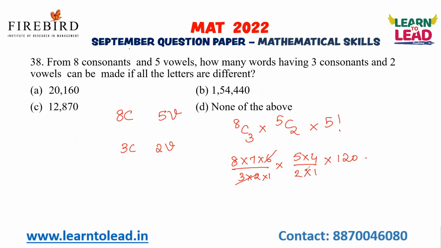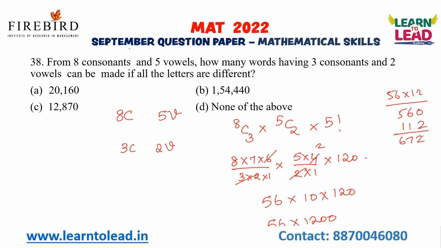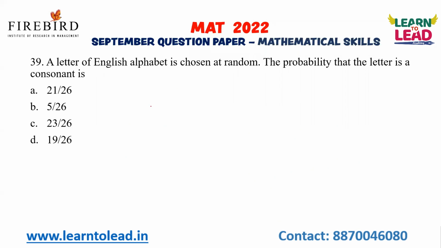3 2s are 6 will get cancelled. 2 times will get cancelled. 8 7s are 56. 56 into 10 into 120. So 56 into 1200. So just know what is 56 into 12. 56 into 10 is nothing but 560. And 56 2 times I'll get 112. So 672. 67200 is the answer. So it is not in the options. So none of the above is my answer. The answer is what? None of the above. We'll move to the next question.